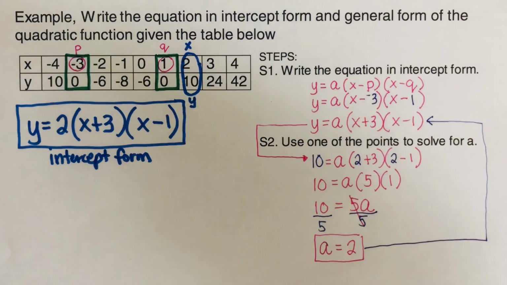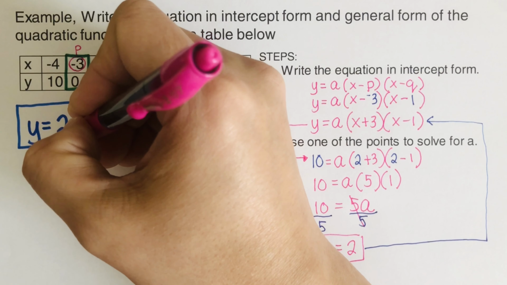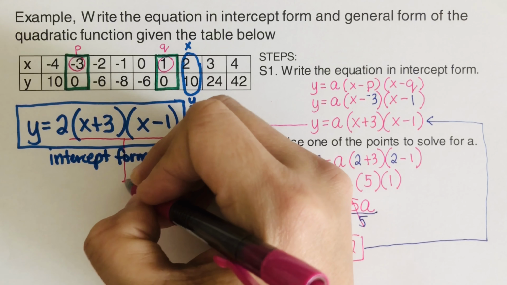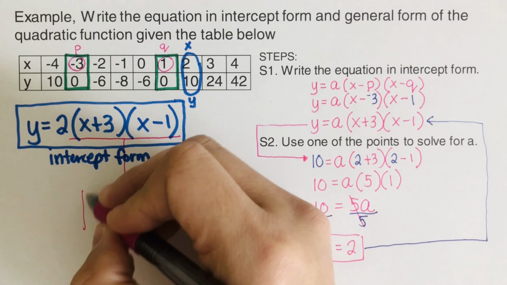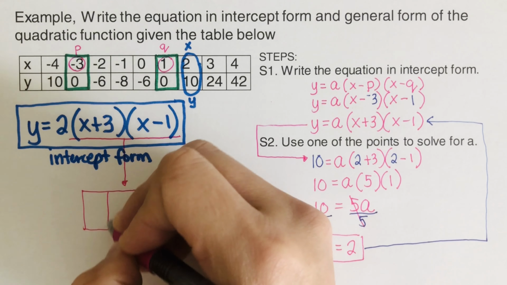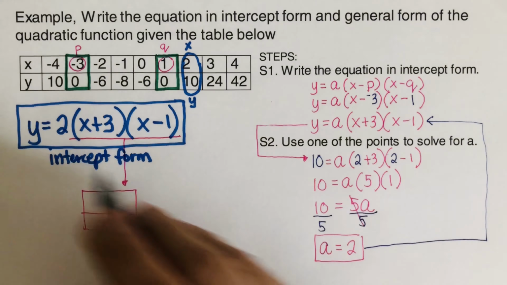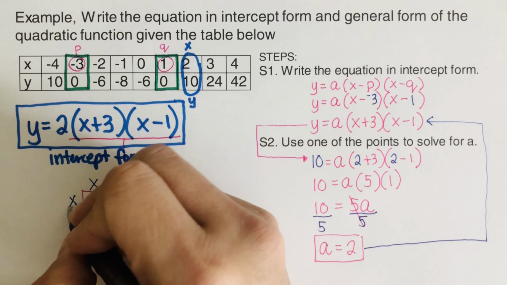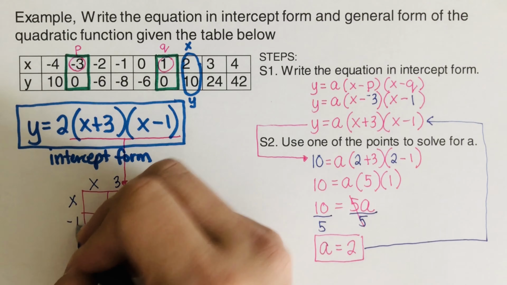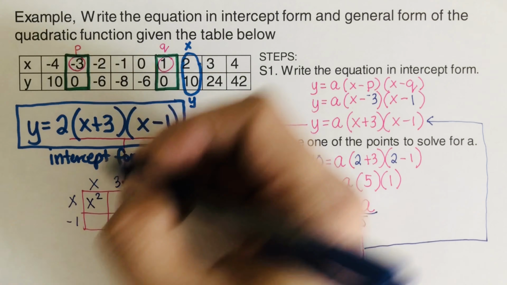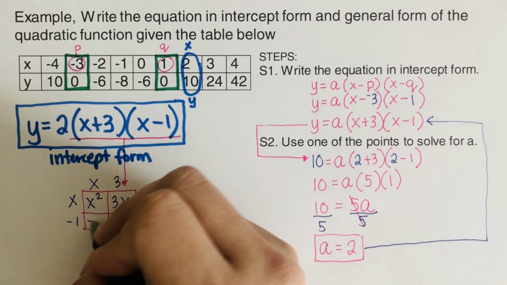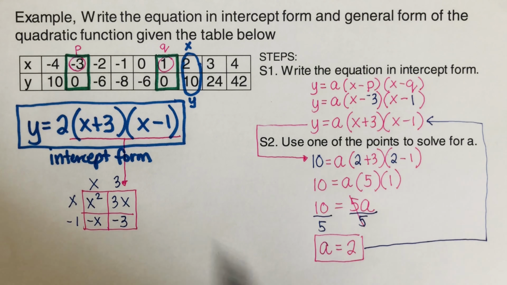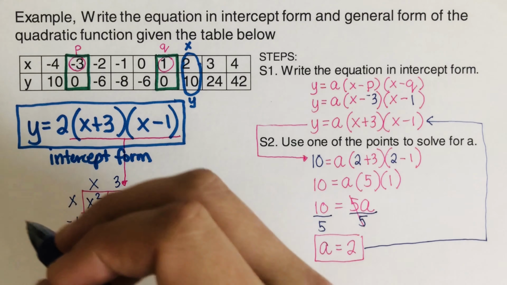We are going to use the area model for this one. I'm going to use the box to multiply these two. So that would be x plus 3. So that is x and then 3. x minus 1. So then this becomes x squared, 3x, negative x, negative 3.